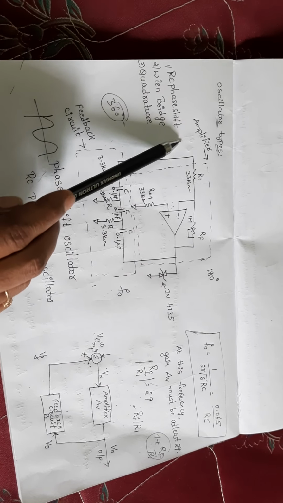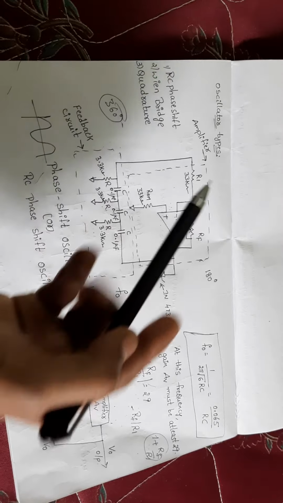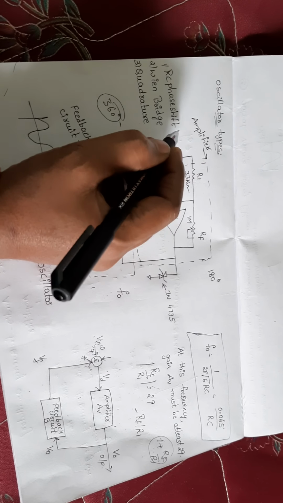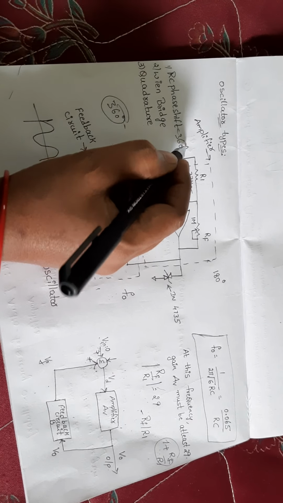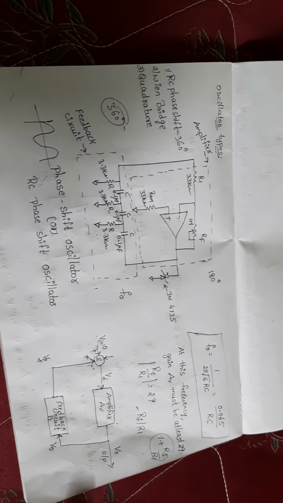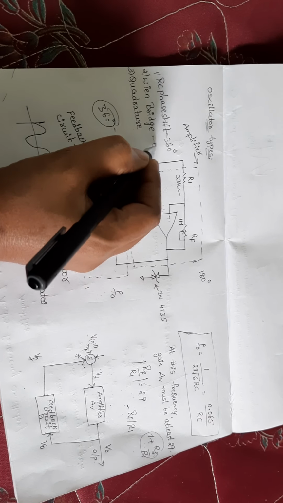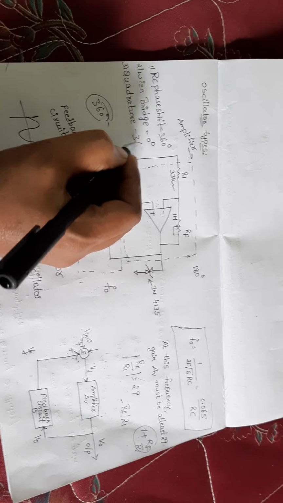RC phase shift provides 360 degrees phase shift. Wien bridge oscillator provides 0 degrees. And the quadrature oscillator, we discussed with 360 degrees phase shift.